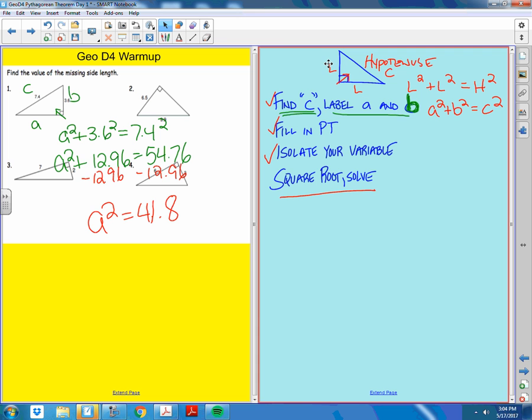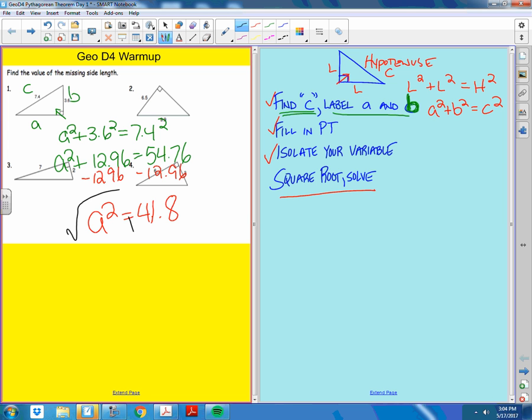So what you basically do is you take the square root of both sides. What's the square root of a squared? A. And then the square root of 41.8, you simply go into your calculator. Clear, second root 41.8, hit enter, and you get 6.5, rounded to the tenths. And that's how you solve the Pythagorean theorem.